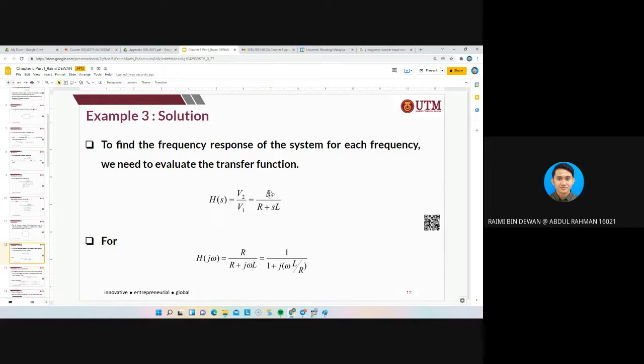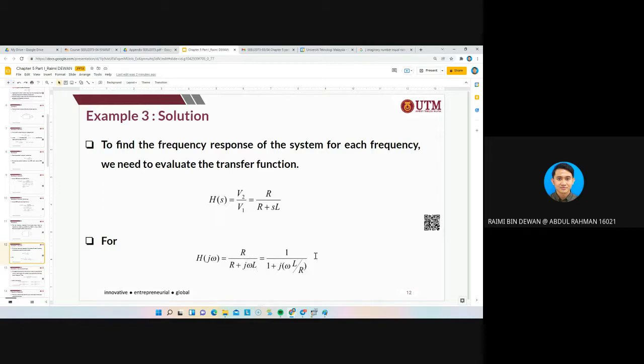Okay, example number 1. Then you substitute at steady state. You have your s. At steady state, s is equal to j omega, so that's why you have j omega here. Then you need to simplify the function so that it has a more generalized form with one here and one here. If this that you have here is j omega L, and this is R, then in order to have the generalized form where you have one here, you take R divided by R and R divided by R here. So you will have 1 over 1 plus j omega L over R.